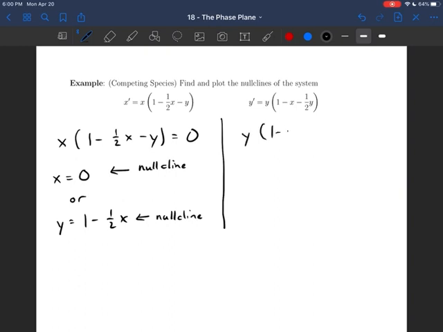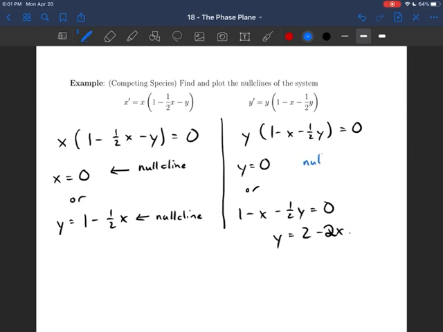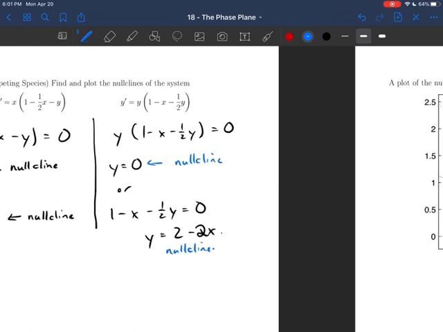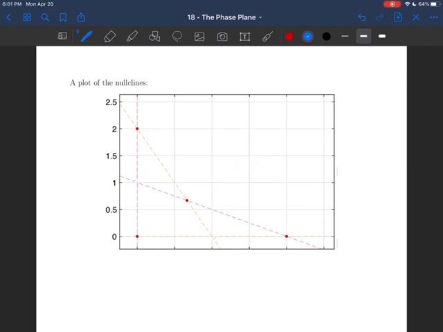That's the curve x equals 0. That's a vertical line on the y-axis. And y equals 1 minus 1/2 x, that's another nullcline. It's another line. Similarly, what are our nullclines over here? We have y times (1 minus x minus 1/2 y) equal to 0. So that means either y equals 0 or 1 minus x minus 1/2 y equals 0, which translates to y equals 2 minus 2x. Again, these are nullclines, but let's use a different color here because it's a different type. And then this is also a nullcline.